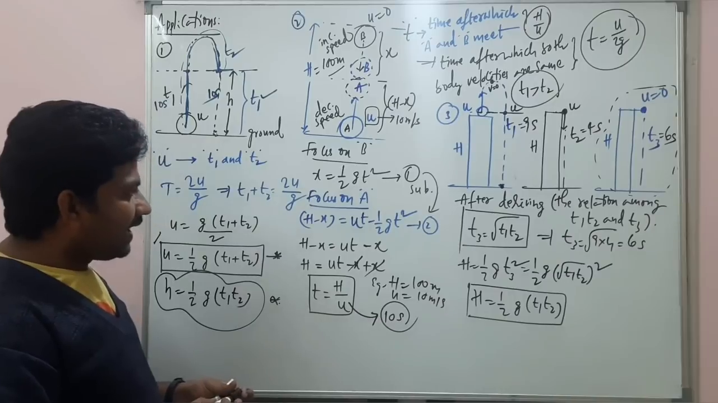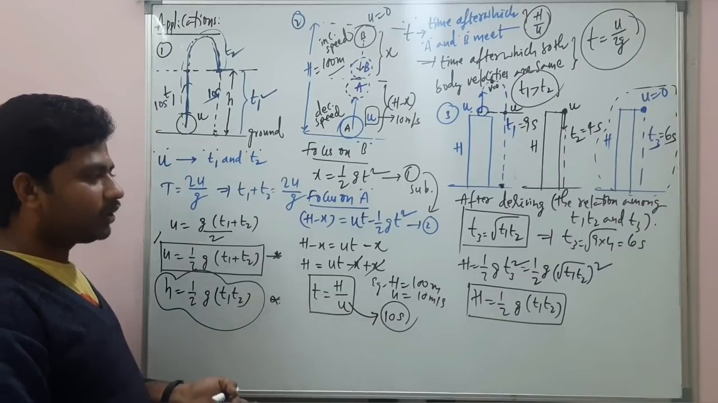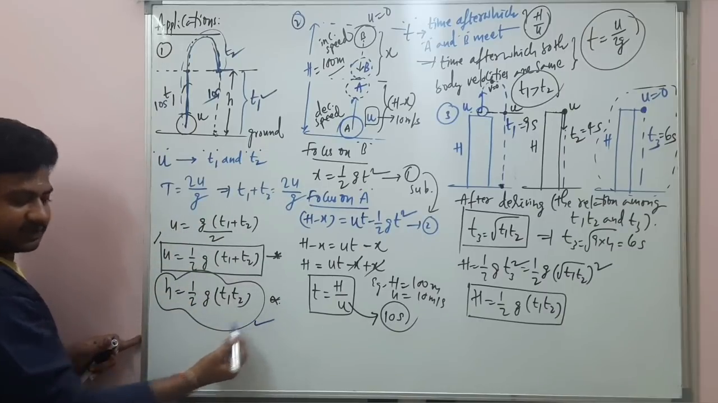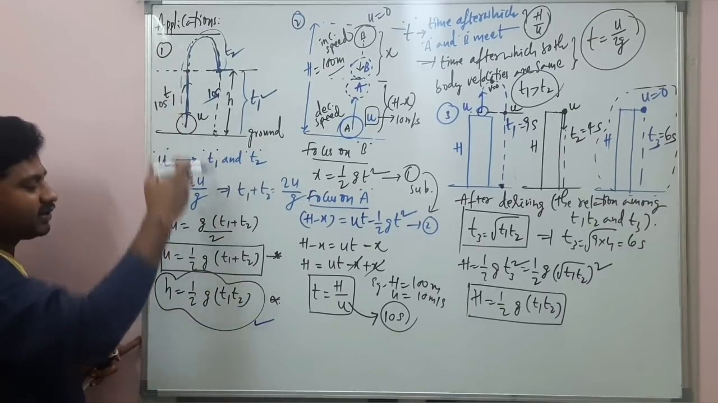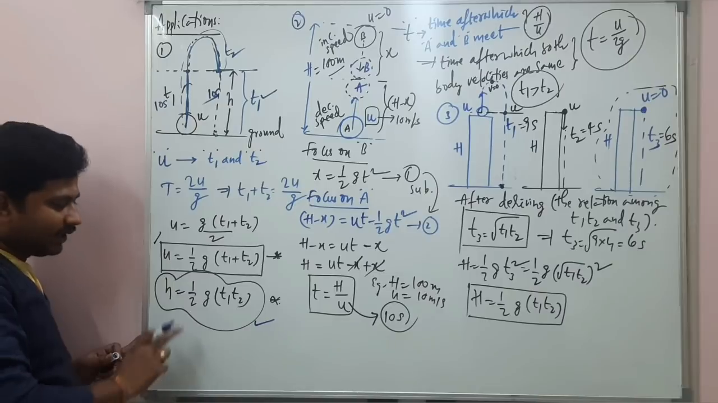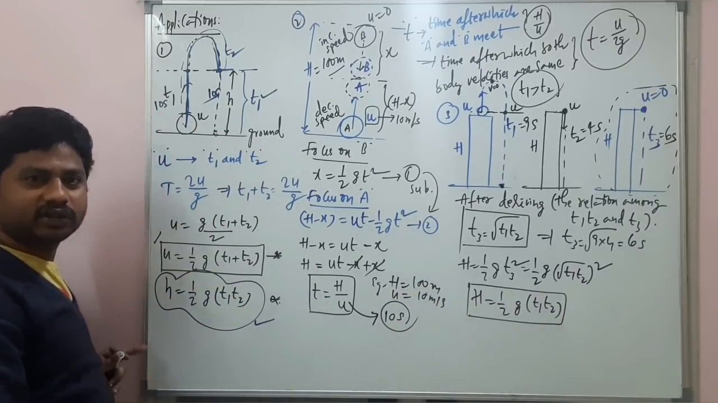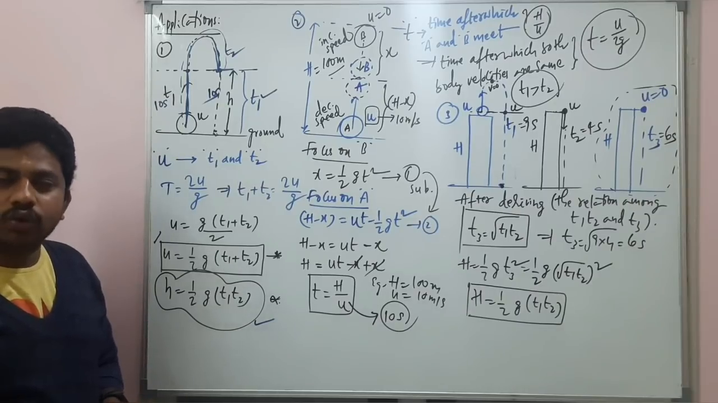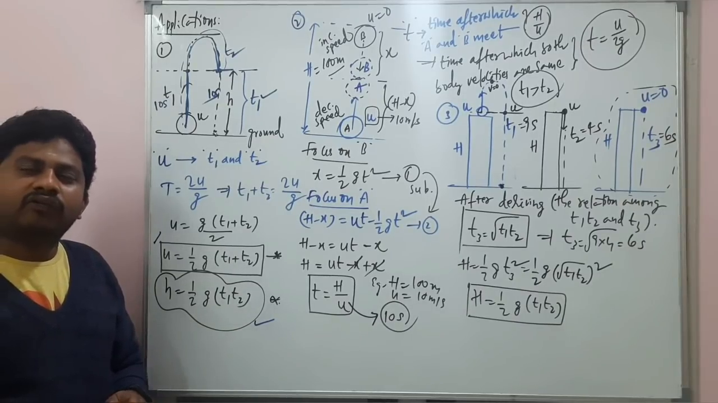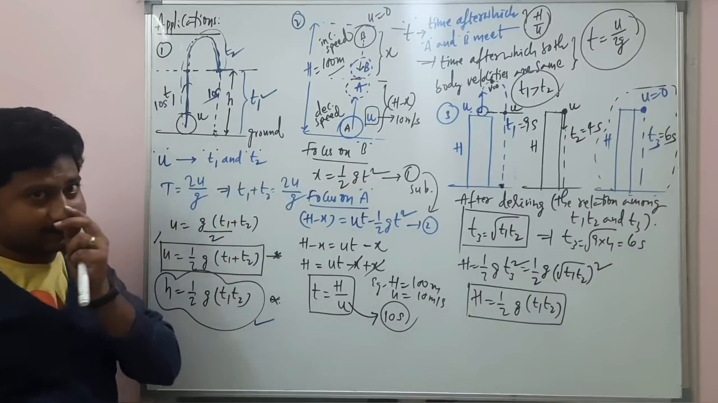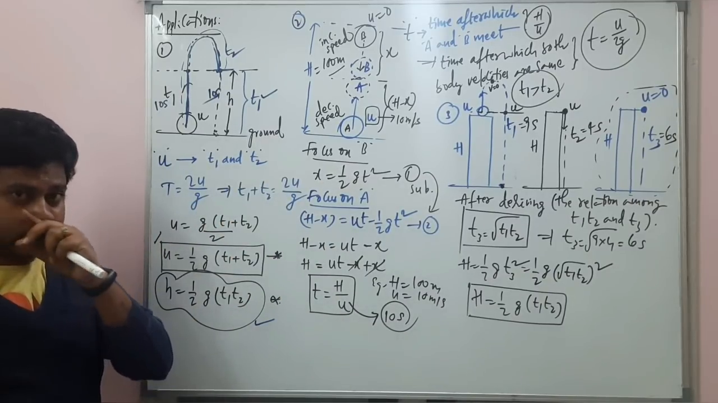Is it a similar equation related to the first case? Look at this. Is it a similar equation related to the first case? h is equal to half g T1 into T2. Here also h is equal to half g T1 into T2. Right? Fortunately this is the same, but these are two different cases. You should not compare it with this.